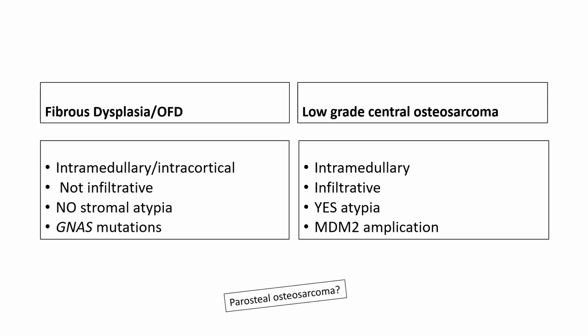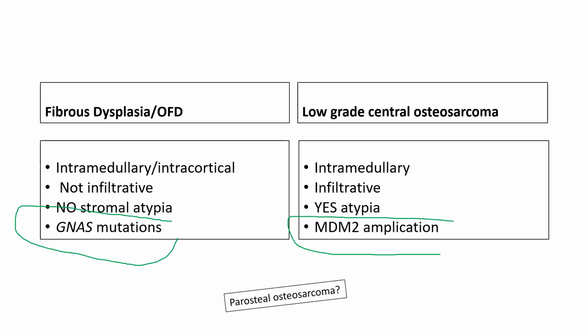And the ancillary techniques are genetic for the most part. Most but not all cases of fibrous dysplasia show GNAS mutations, while most but not all cases of low-grade osteosarcoma show MDM2 amplification, which you could use immunohistochemistry as a surrogate marker. However, if you notice, I said most but not all. So if you can identify the mutation or the amplification, you're good. But if you can't, it does not help you one way or the other.